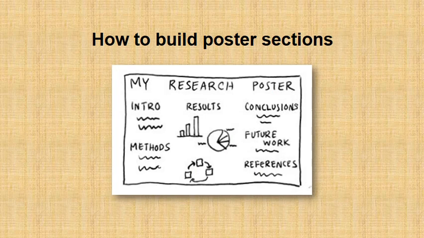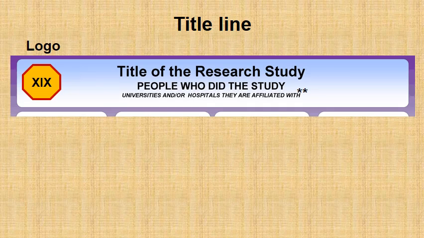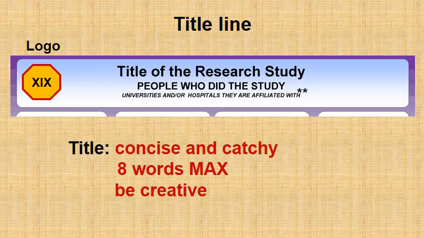Okay, let's talk now about how to build different poster sections and what you should put in or not. Let's first look at the most important part of your poster, and that's the title line. As we said before, the title should attract the audience in 3 seconds. So it should be concise and catchy. It should be short, 8 words maximum.